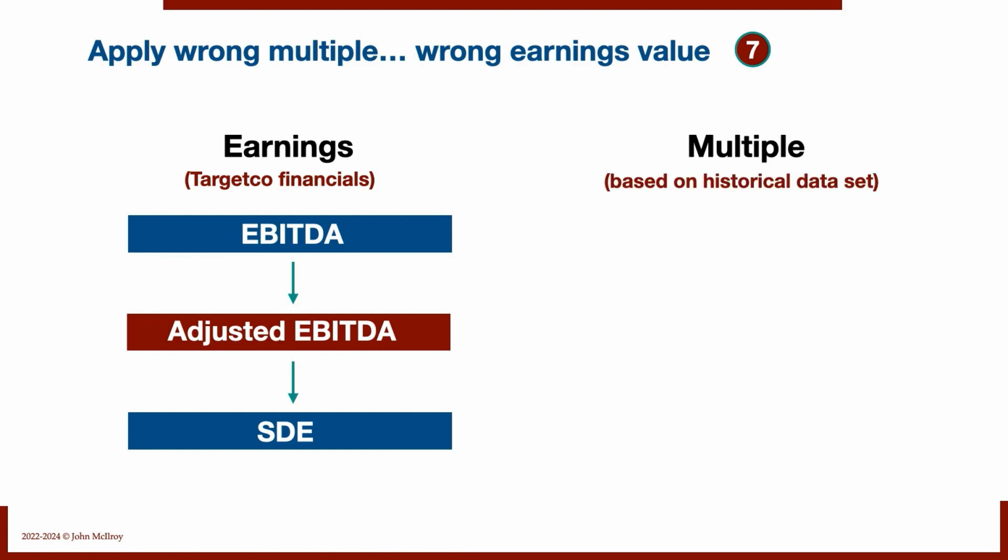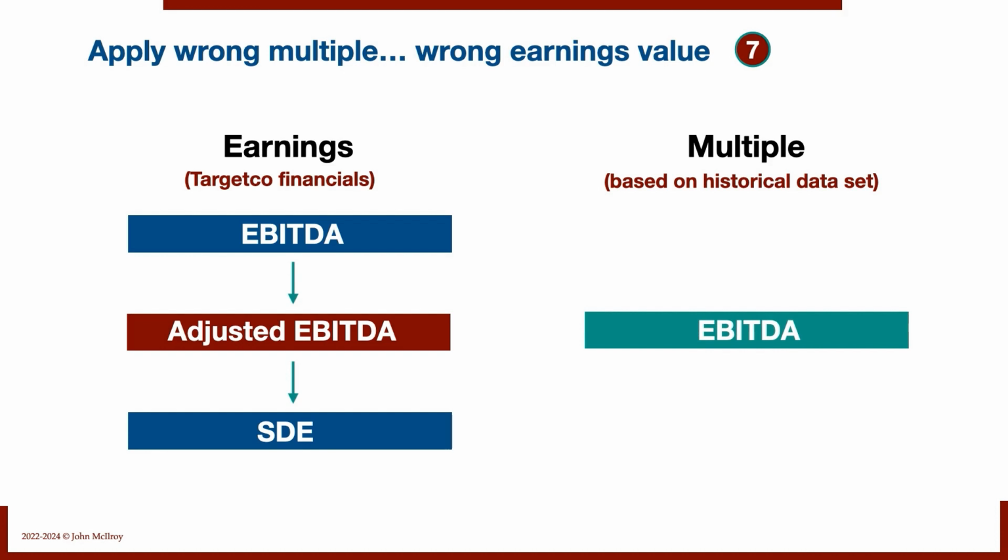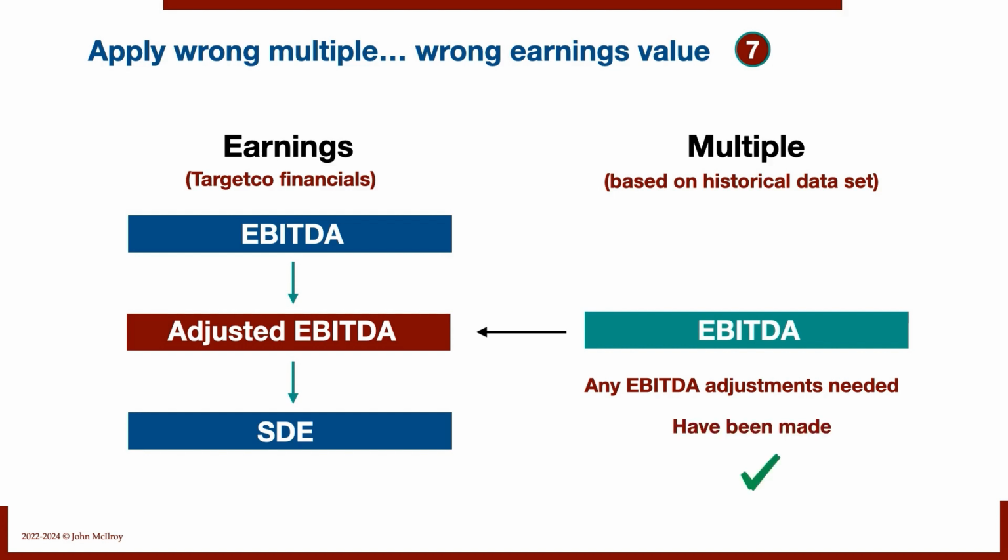But there are really two multiples. There's an EBITDA multiple and a seller discretionary earnings multiple, or an SDE multiple. And the EBITDA multiple is always bigger than the SDE. And so that can lead to some mistakes. Let's go over them. There's really two issues here that I want to talk about. Number one, if we're using an EBITDA multiple, we really have to apply it to the adjusted EBITDA number that we get from the target co when we look at their financials. We don't apply it to anything else. In other words, if any EBITDA adjustments are needed, they have been made. We've applied the EBITDA multiple to the adjusted EBITDA number from the target co. Everything is the way it's supposed to be.